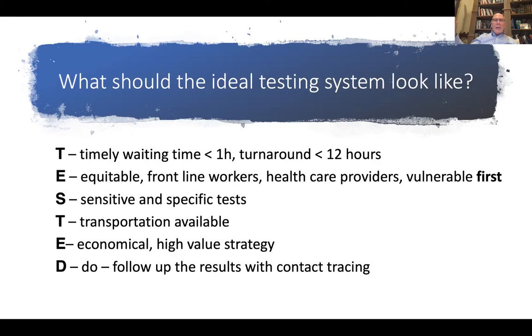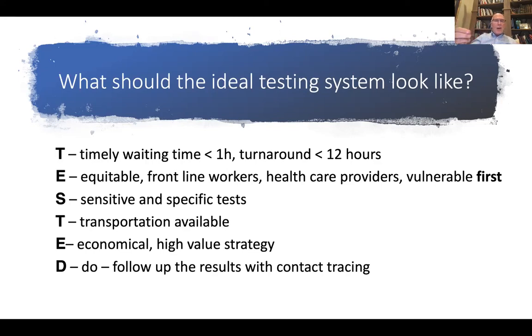Equitable, we could not assess. By that, I mean tests should be given to the frontline workers that are most exposed, not those that are sitting at home working, and to healthcare providers and the most vulnerable, those with chronic underlying diseases. They deserve to be tested first. And then S is for sensitivity and specificity, and we've talked about the importance of those two characteristics of every test. And T for transportation.